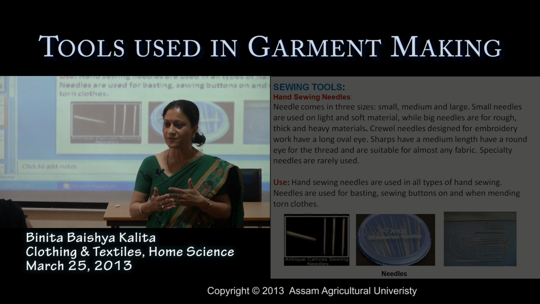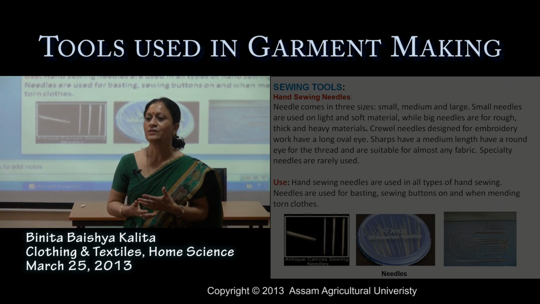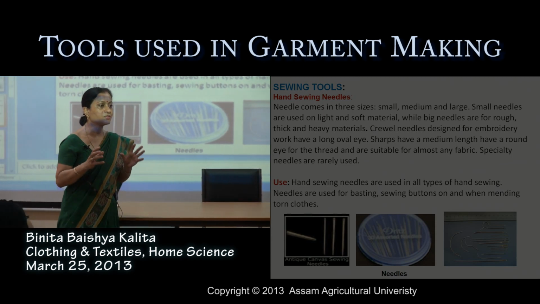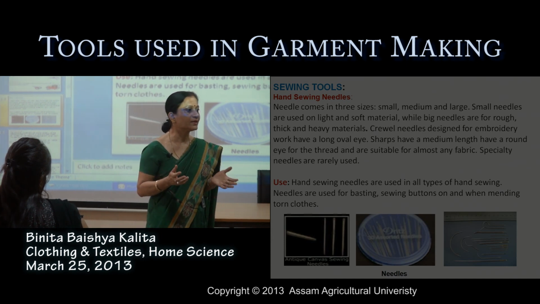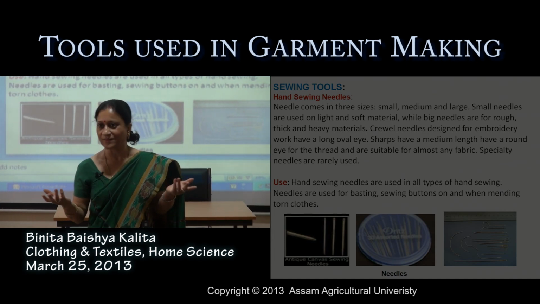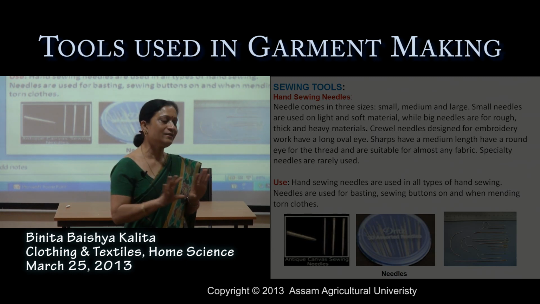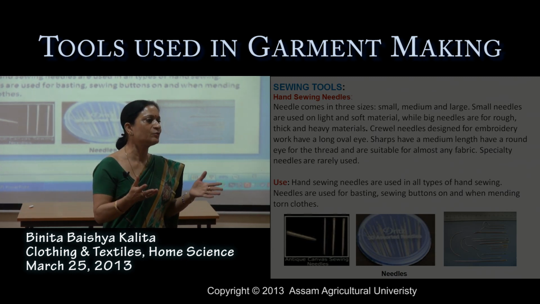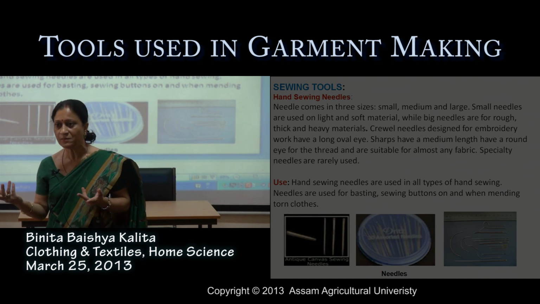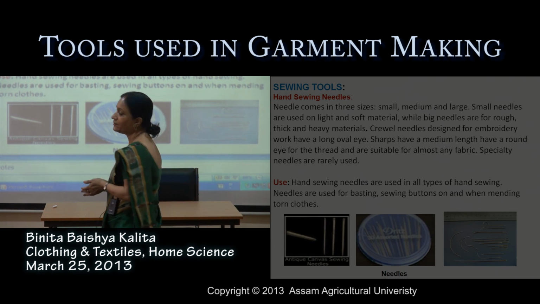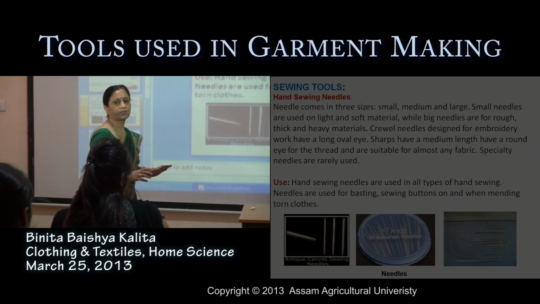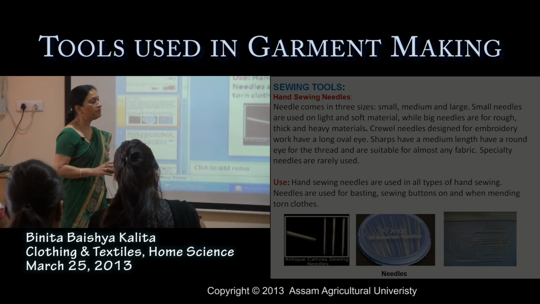Now we'll come to the next step. After cutting, the next step is sewing. So now the sewing tools. The first and foremost thing you require for sewing is the needle. Without a needle, we cannot join the pieces of fabric. You cannot prepare a garment without the needle. It may be a hand needle or a machine needle, but you need the needle. It is the most essential tool of garment making.